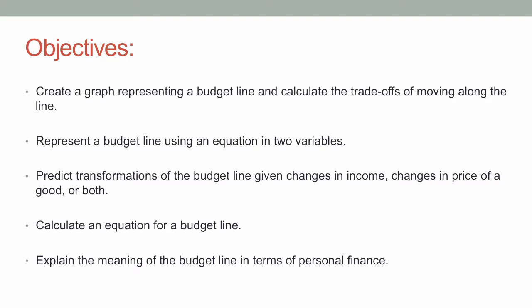Here's what we're going to be doing in this video and throughout this week. We're going to talk about how to create a graph representing a budget line and calculate the trade-offs of moving along the line. We're going to represent a budget line using an equation in two variables. We're going to predict transformations of the budget line given if we have a change in income or if we have a change in the price of a good or both. We're going to actually calculate and come up with equations for budget line, and we're going to explain the meaning of a budget line in terms of personal finance.